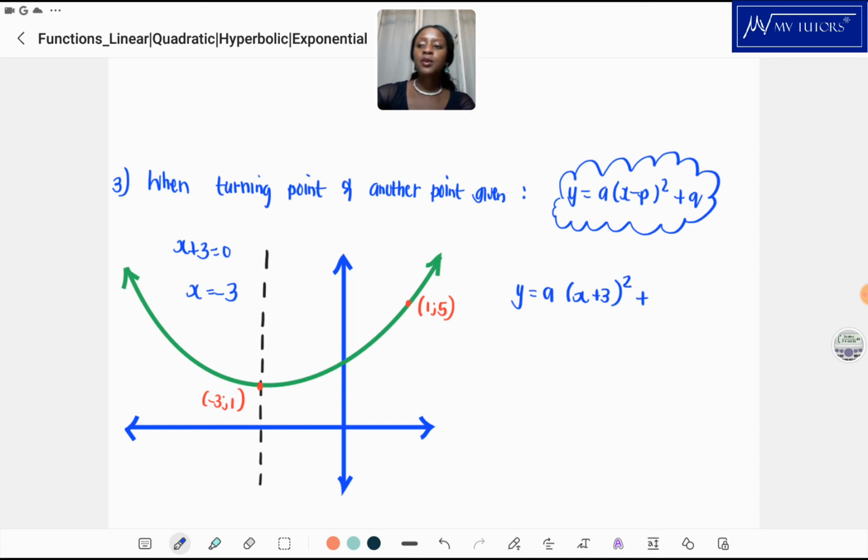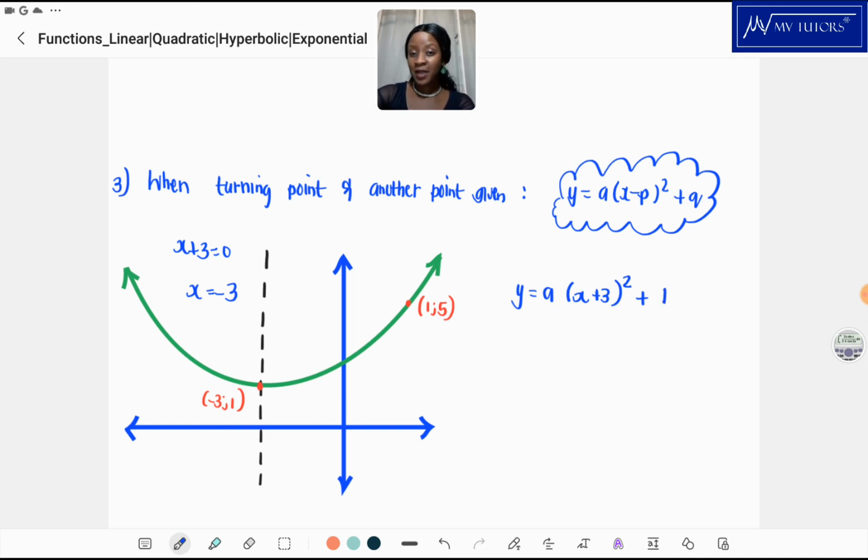And then q, well, basically that's just going to be 1 because it has shifted 1 unit up, okay? It shifted 3 units to the left, right? If it was originally at the origin, okay, so clearly it's not easy. It moved 3 units to the left and 1 unit up, okay? So we're just going to say plus 1.